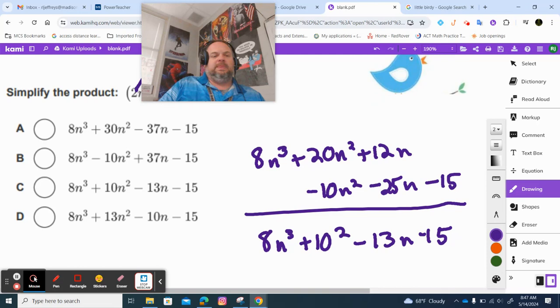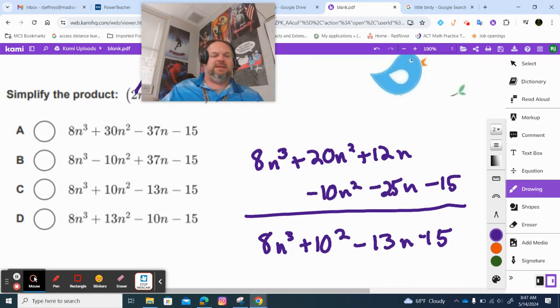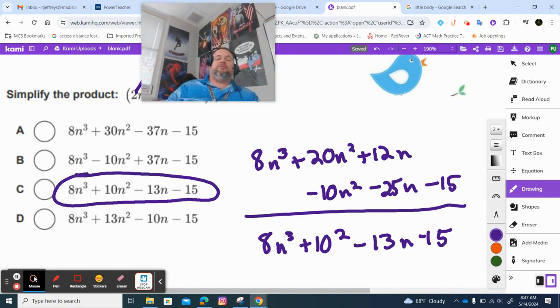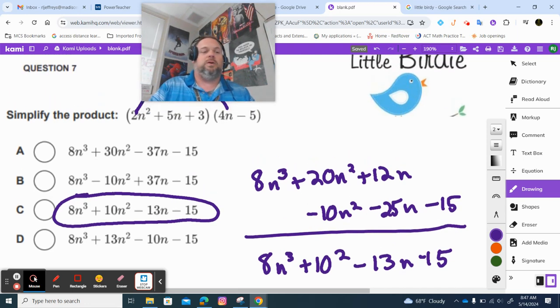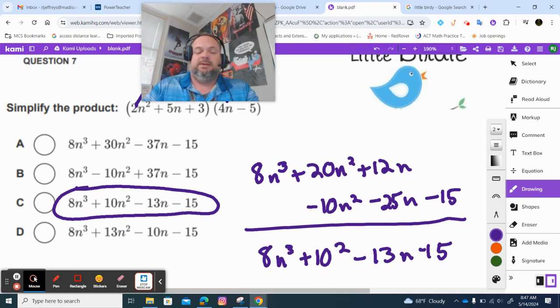Okay. And this looks to be our answer. So I would look for those 4 terms for number 7 on the final.